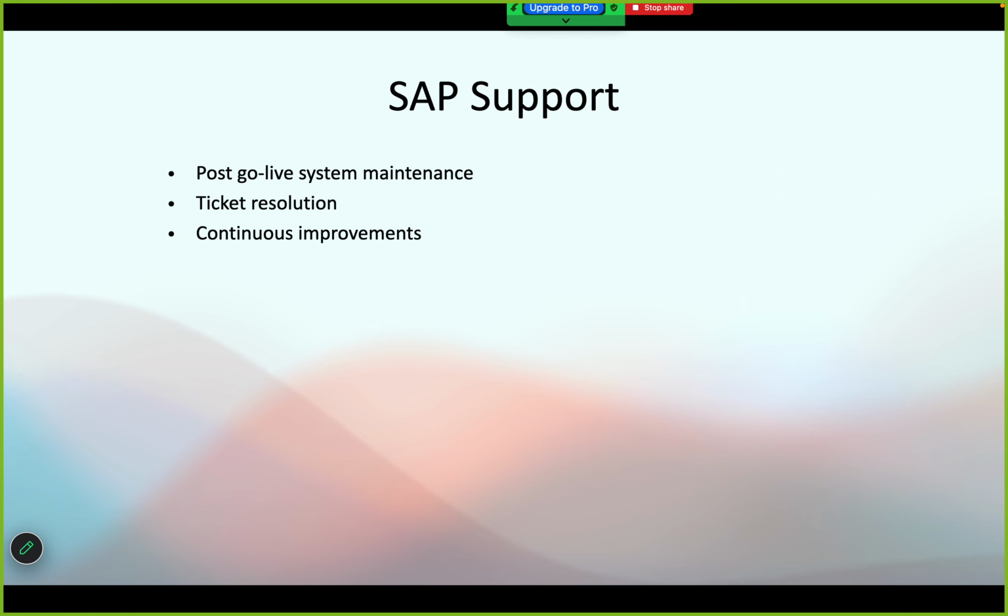So support projects, we have post go-live system maintenance, ticket resolutions, and continuous improvements. This is what we normally deal with. So let's say a company has implemented SAP for a particular client, and I'm taking the example of, let's say, IBM implementing it for BMW. Then once the deployment is done, we are going to support the BMW project. So that's what we're going to do in the maintenance project.